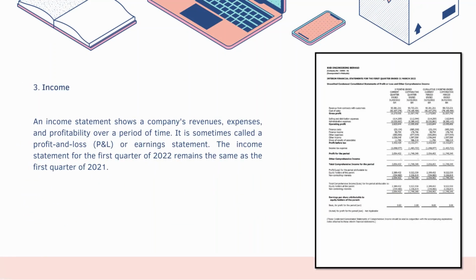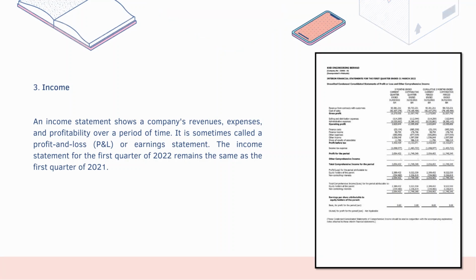An income statement is used to show a company's revenues, expenses, and profitability over a period of time. It is sometimes called a profit and loss or earnings statement. From the figure, the income statement for the first quarter of 2022 remains the same as the first quarter of 2021.